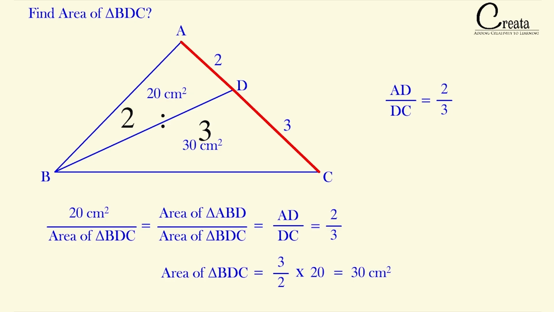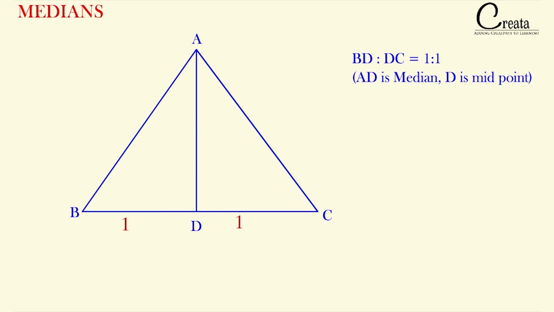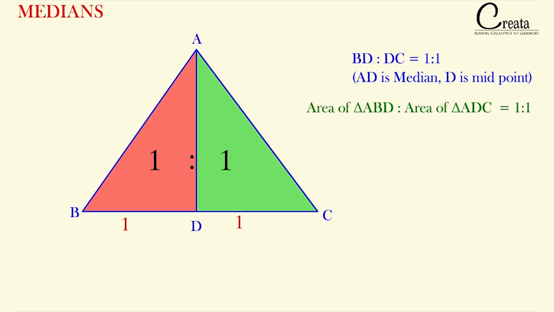Now come back to our topic, that is medians. Medians we have seen as a line segment joining the vertex with the midpoint of the opposite side. Midpoint means the ratio of these lengths will be 1 is to 1. If we apply our area fundamental, can we say the areas of both of these triangles will be in the ratio of 1 is to 1? Both of these triangles have the same height and the ratio of bases is 1 is to 1. So we get that the median divides a triangle into two equal halves, or two triangles of equal area.